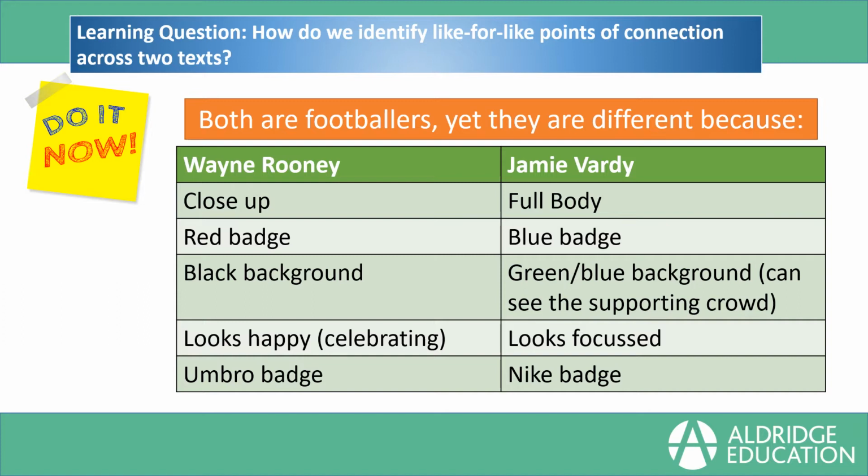Okay, so here are some of the answers that you could have got. Both are footballers, yet they are different because Wayne Rooney is a close-up shot and Jamie Vardy is full body. Wayne Rooney has a red badge on his t-shirt. Jamie Vardy has a blue badge. Wayne Rooney's photograph is taken with a black background. Jamie Vardy's photograph is taken with a green-blue background, and you can see the supporting crowd there. Wayne Rooney looks happy, he's clearly celebrating, whereas Jamie Vardy looks focused and in the moment. Wayne Rooney has an Umbro badge. Jamie Vardy has a Nike badge. Obviously, there are more differences than that, but those are the key ones.